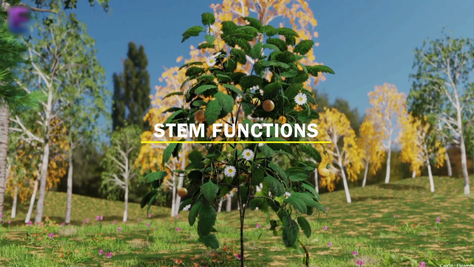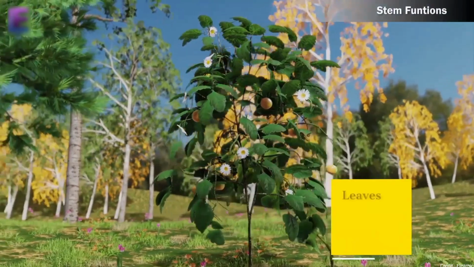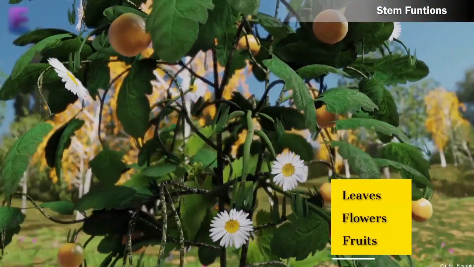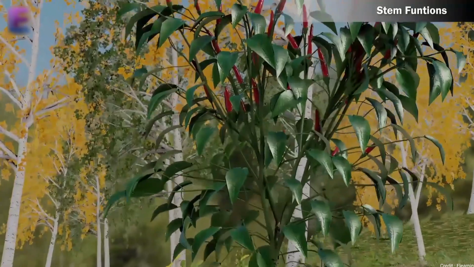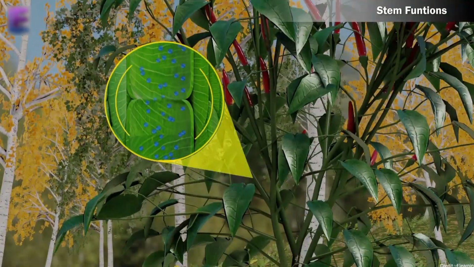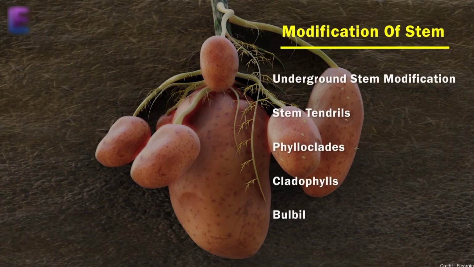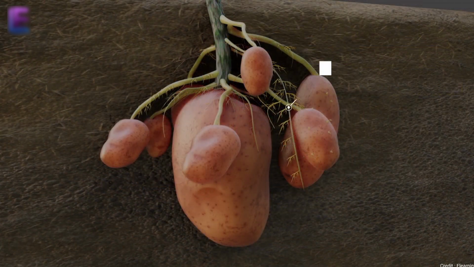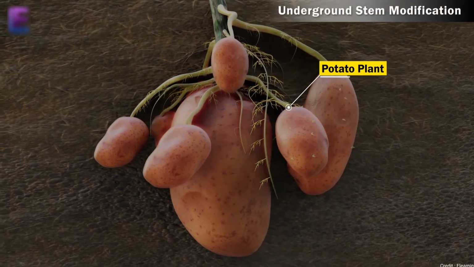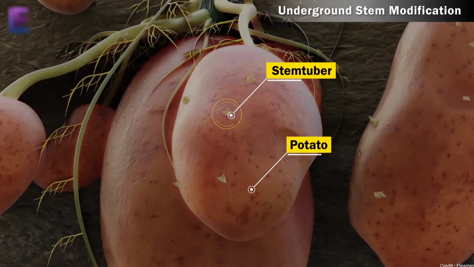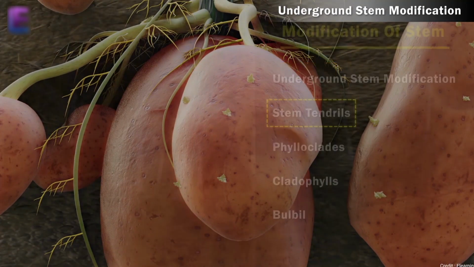Functions of the stem. The main function of the stem is spreading out branches bearing leaves, flowers, and fruits. It conducts water, minerals, and photosynthates. Modifications of the stem. 1. Underground stem modifications. This helps to store food and take part in vegetative propagation. For example, potato, a stem tuber.